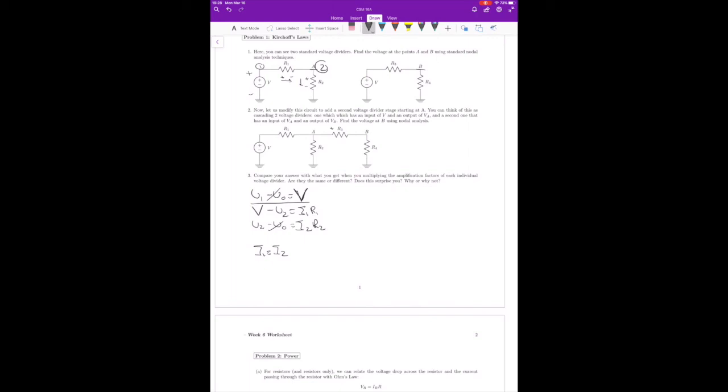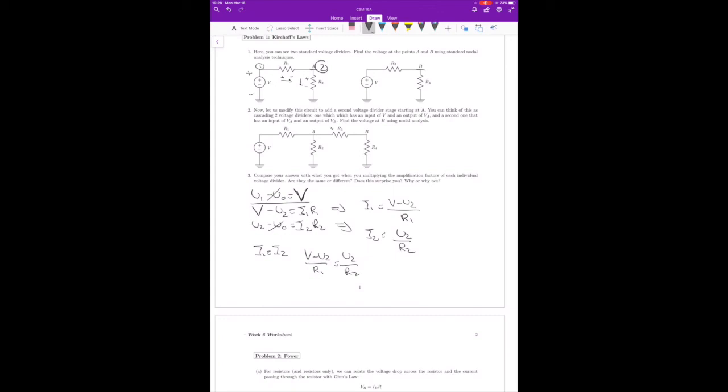Now let's try to use this. Whenever we have these node equations, we want to convert them to something in terms of current so that we can plug them into the current equations. So we have I1 is equal to V minus U2, and I'll simply divide both sides by R1. And then for the other one, I get I2 is equal to U2 over R2. Now I'll just plug into the current one. So in the current, I have V minus U2 over R1 is equal to U2 over R2.